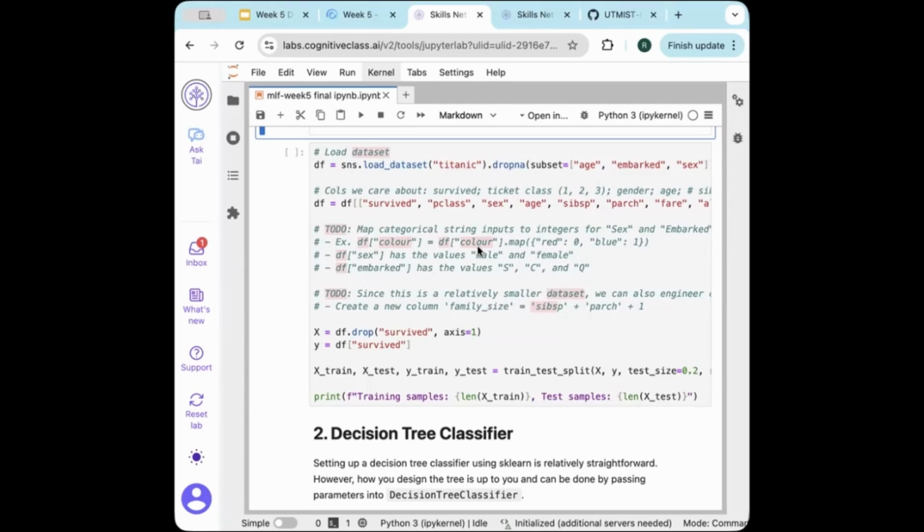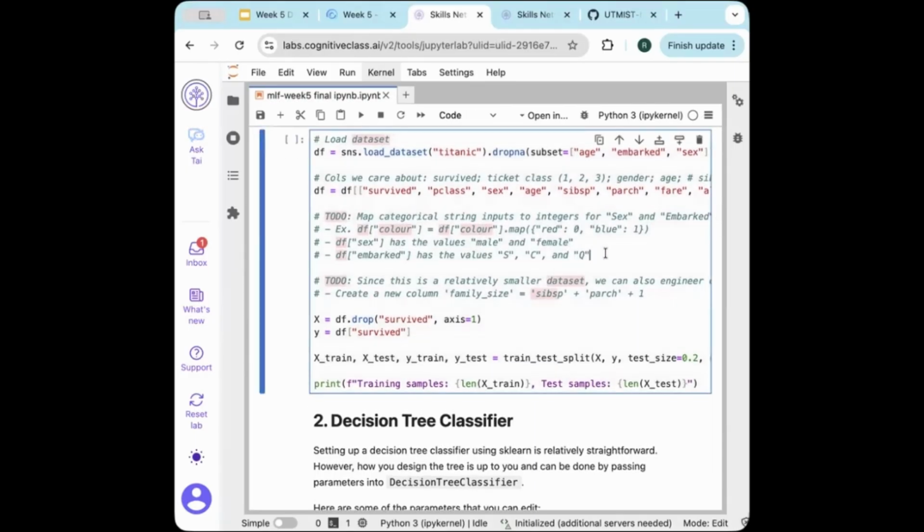For those of you who wonder what S, C, and Q stand for, those are basically the ports where they embarked, so the departure points. Q, for example, stands for Queenstown. S is Southampton. These are the first letters of the cities they boarded at.